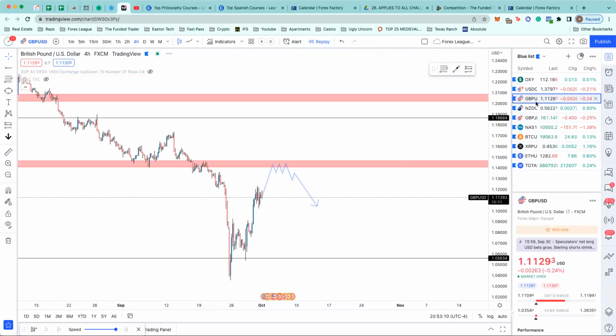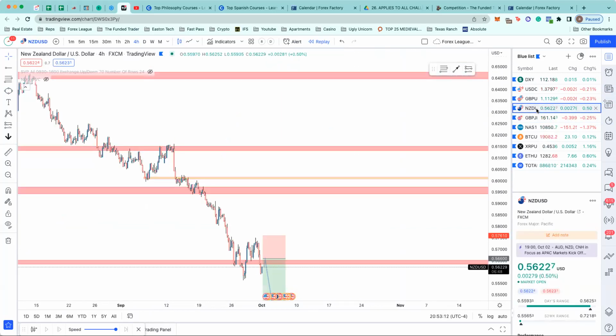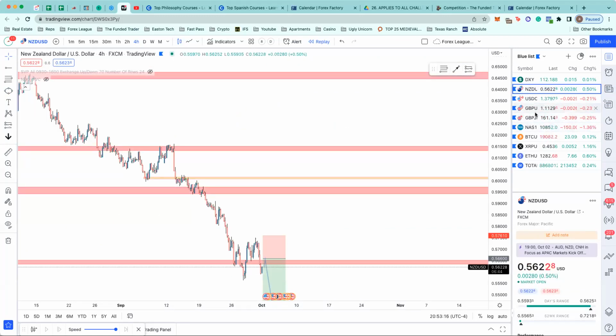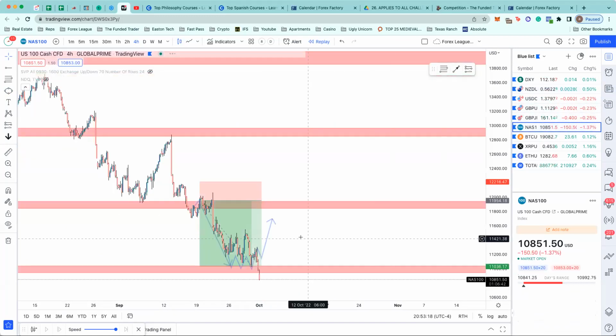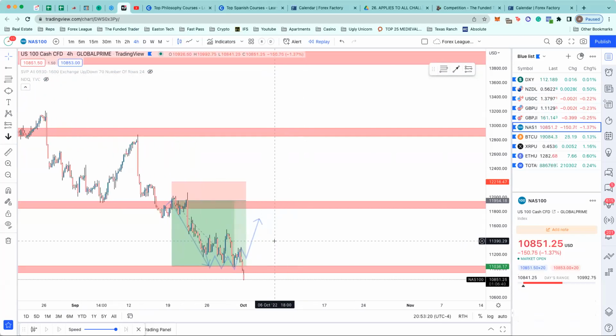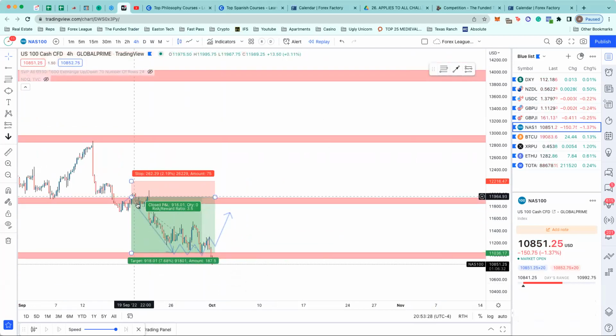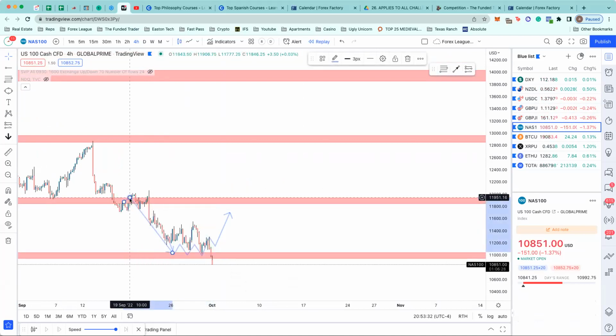We've got UCAD. This one's just forecasted. We've got NU. So NU is the number one pair for the week. And then we've got NAS 100. So NAS 100, we had marked down last week that we wanted to come into the red zone. We originally were in this sell. We were not closing until we got to the red zone. Now we're going to close that.